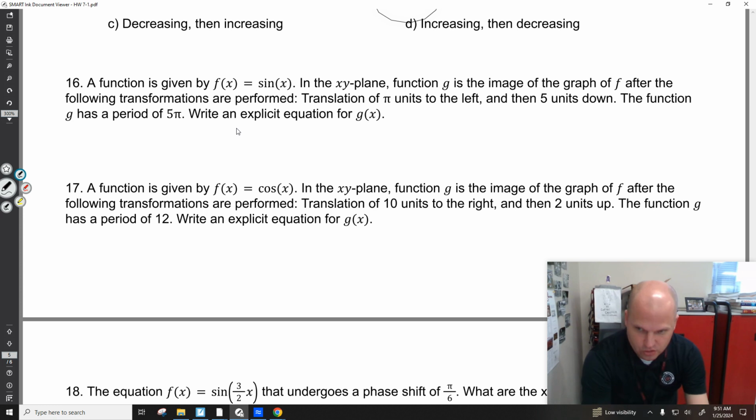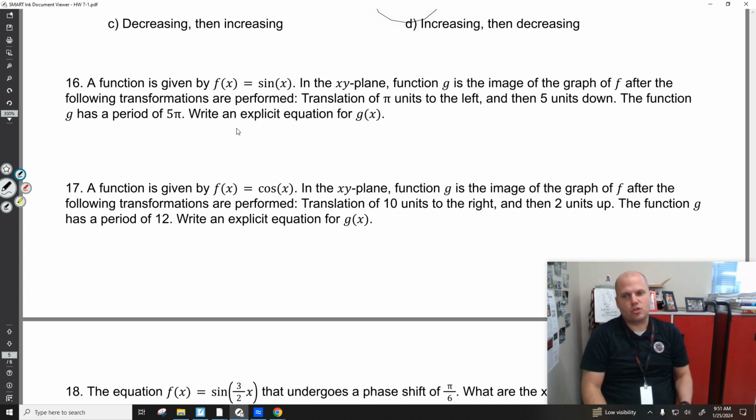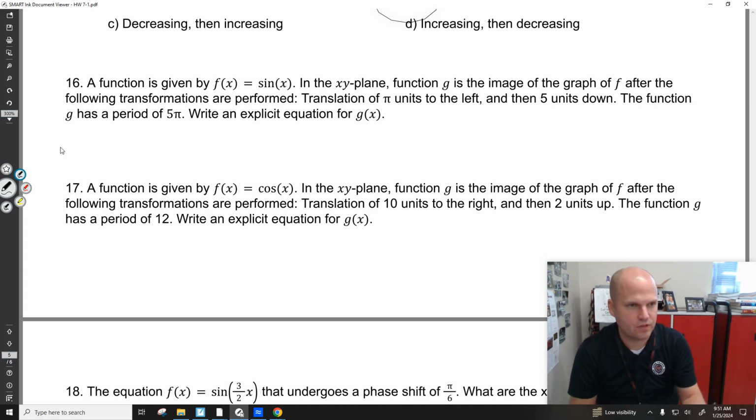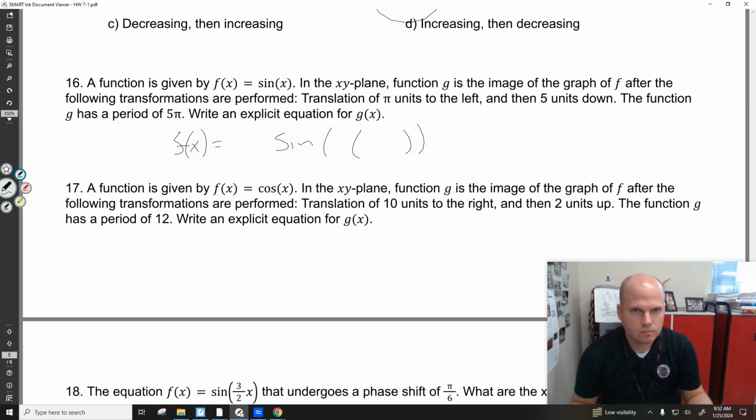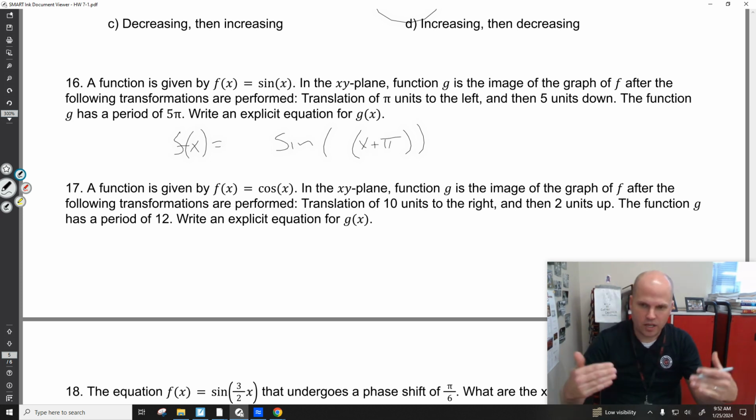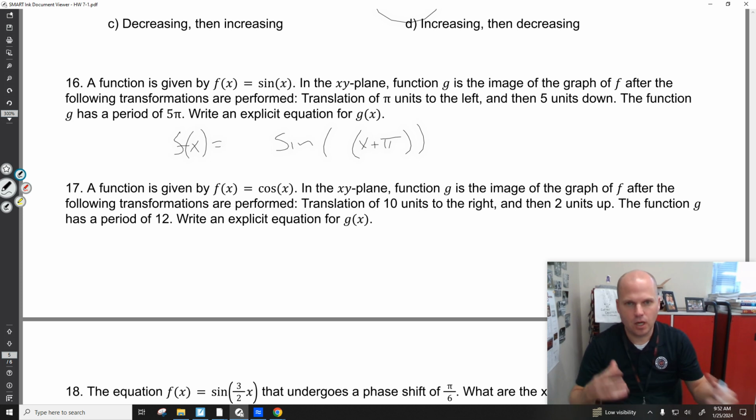All right, these should be easy. So you should be able to do these based on what we've done with transformations in Unit 5. I got sine. Here we go. I'm going to the left pi units. Inverse, inside, undo. Going down 5 units.